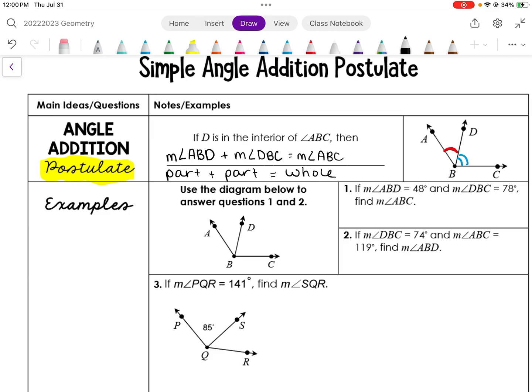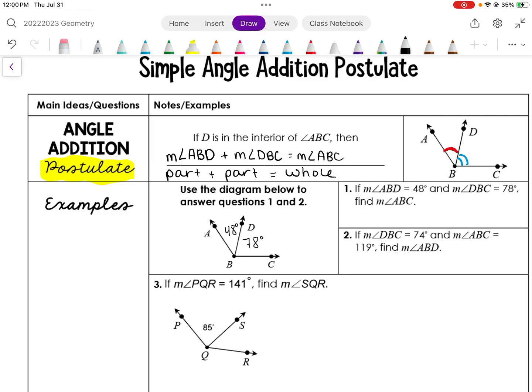So we're going to kind of do this in simple terms first. This whole first page should be pretty easy. You can try it on your own if you want and just zip through, or you can follow along with me. It doesn't really matter. Number 1, if the measure of angle ABD, which is this angle, is 48 degrees, and the measure of angle DBC, which is this angle, is 78 degrees, find the measure of ABC.